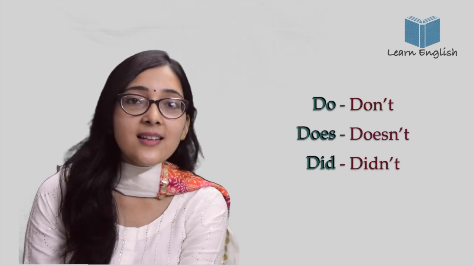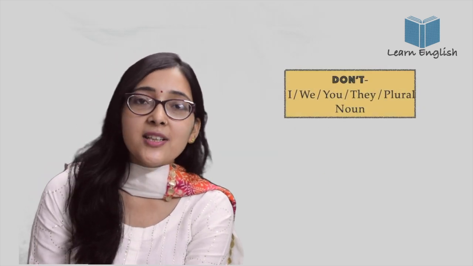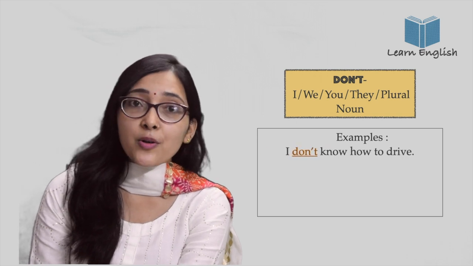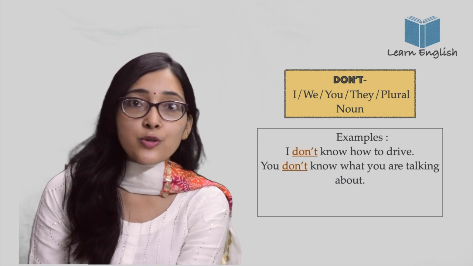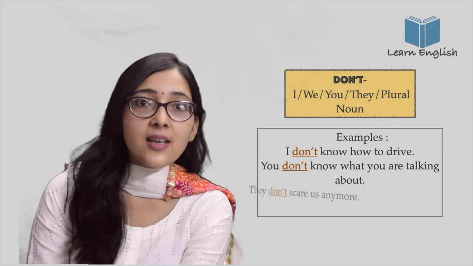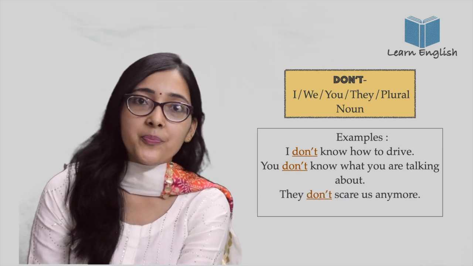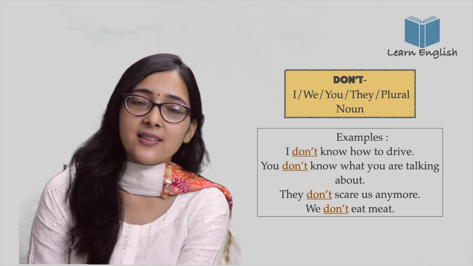Now let's revise the basic thumb rule that we also discussed in the last video. The rule is same for the negatives as well. So let's begin. First, do not or don't. It is used with the subjects I, we, you, they or any plural noun. For example, I don't know how to drive or you don't know what you are talking about. They don't scare us anymore. We don't like meat.